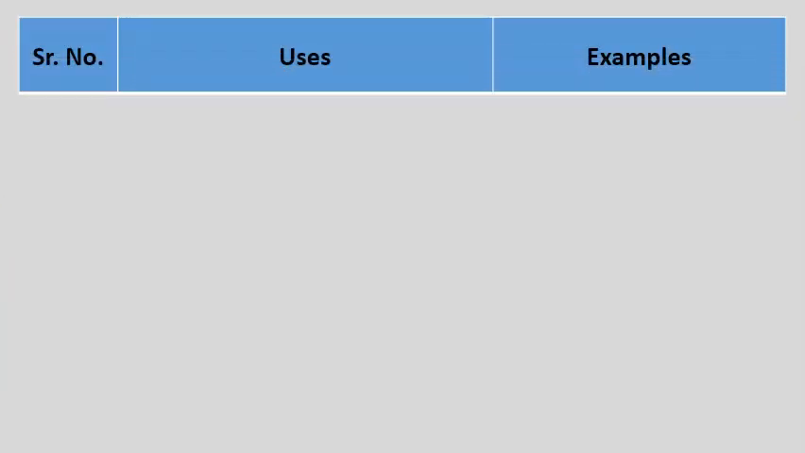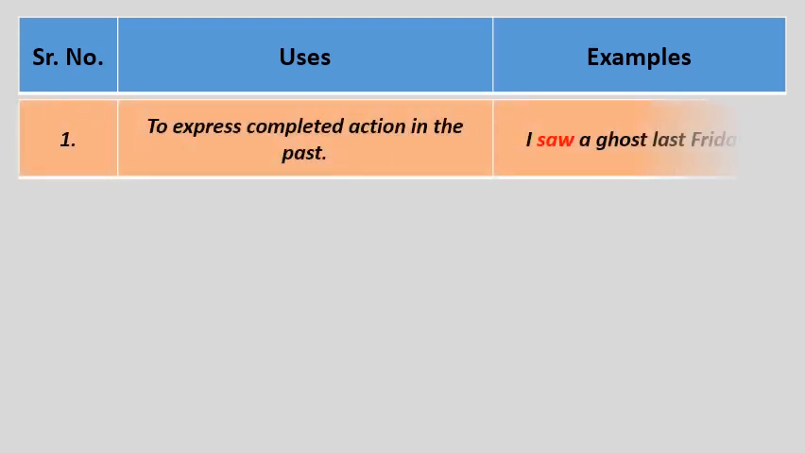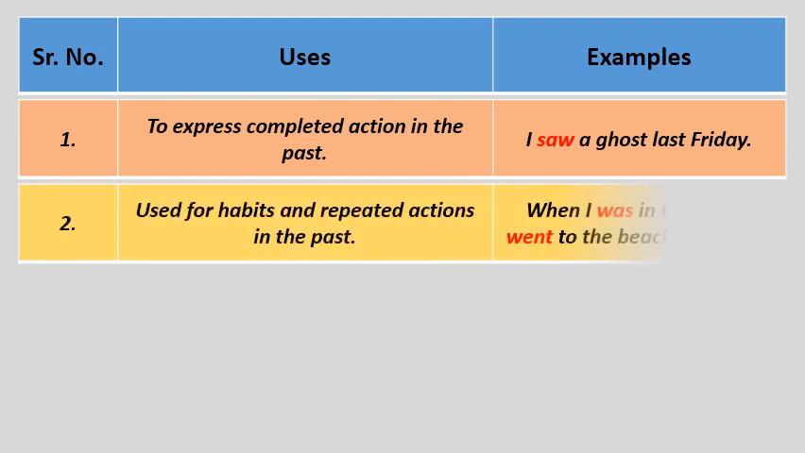Let's see the uses of past simple tense with examples. Number 1. It is used to express completed action in the past. For example, I saw a ghost last Friday. Number 2. It is used for habits and repeated actions in the past. For example, when I was in Chennai, I went to the beach every day.